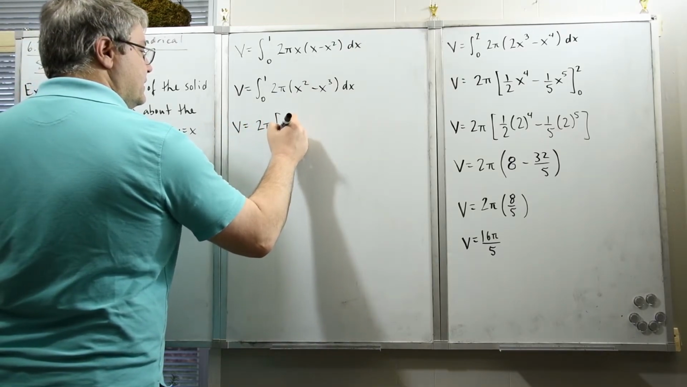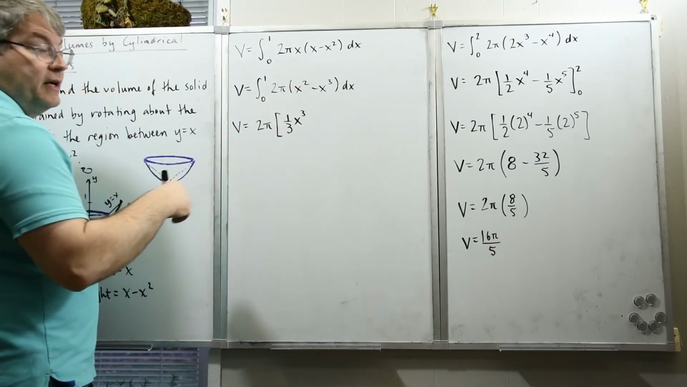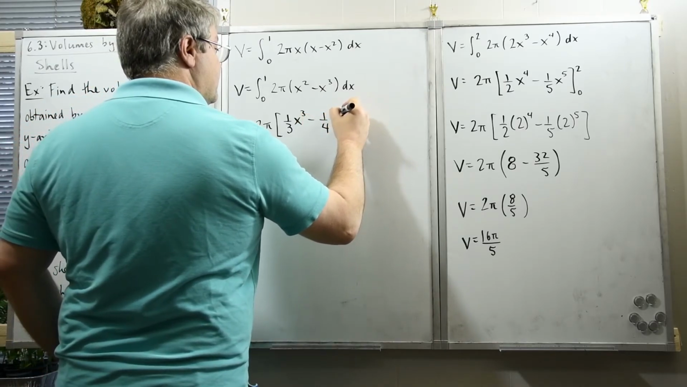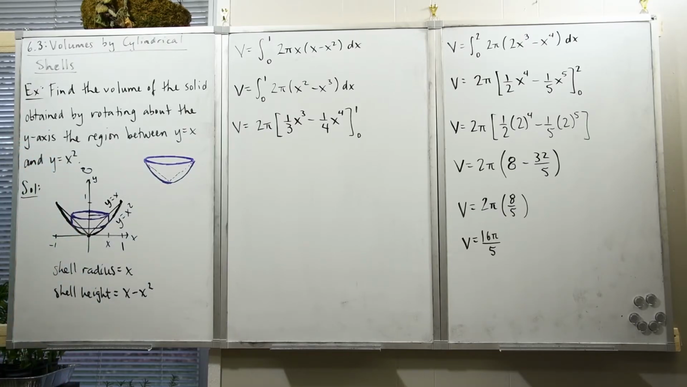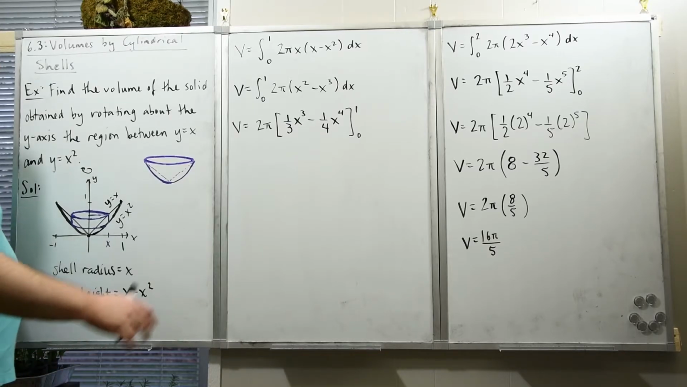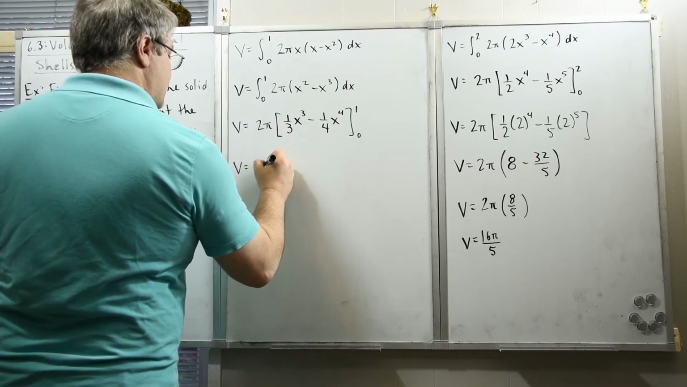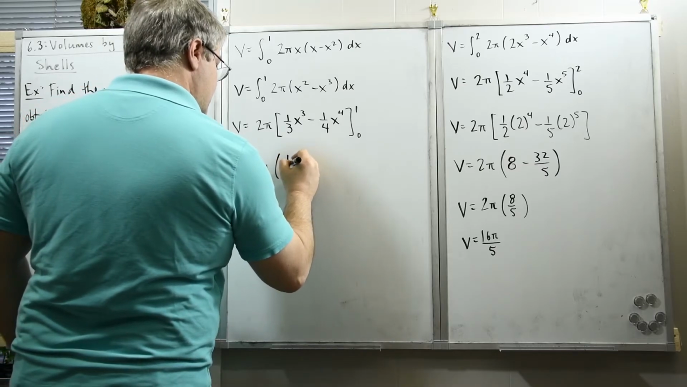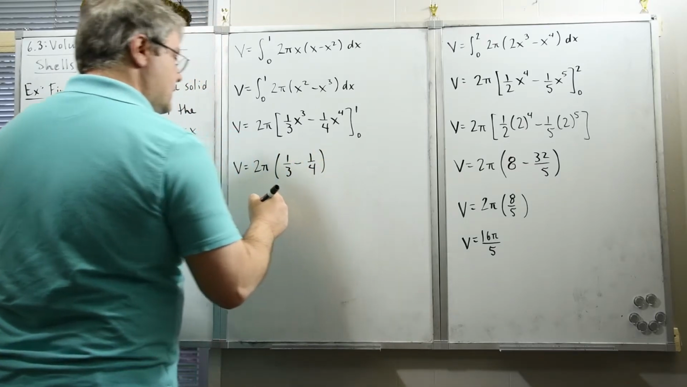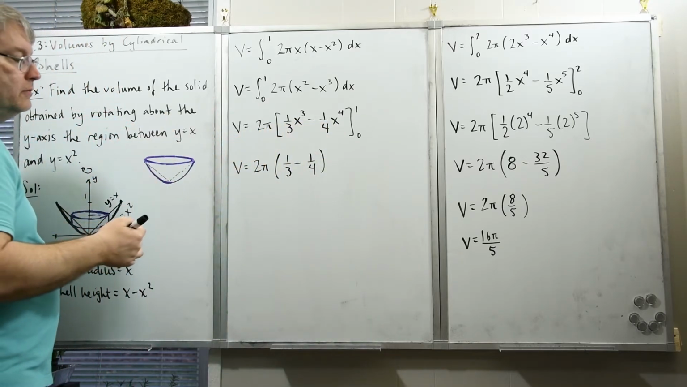So we'll get 2 pi times, integrate the x squared, you get a third x cubed. Integrate the negative x cubed, you get minus a fourth x to the fourth. So now we're going to have to plug in 1 for x, and then subtract what we get when we plug in 0 for x. But plugging in 1 for x, you'll get a 1/3 minus a 1/4. And then if you plug in 0 for x, you're just going to get 0. So that's pretty good.